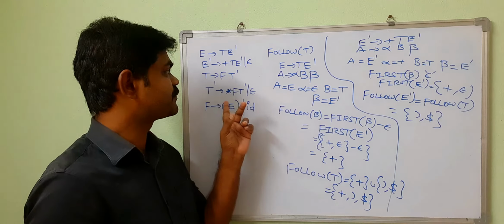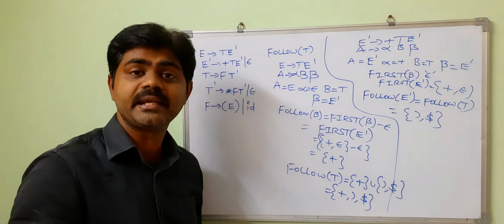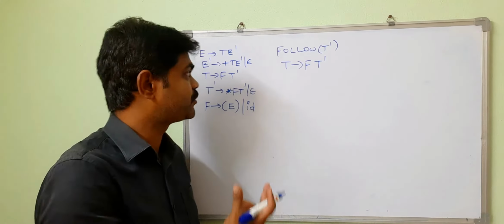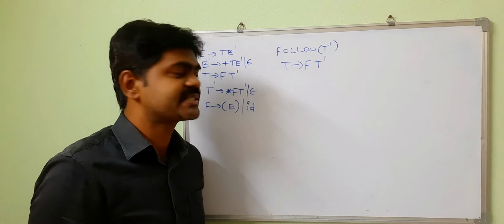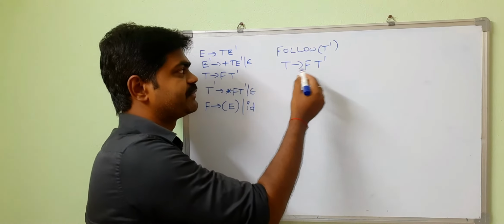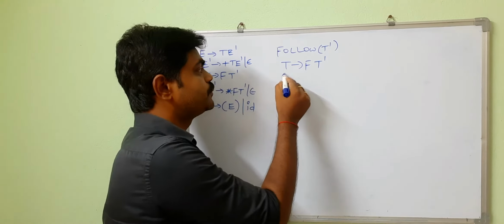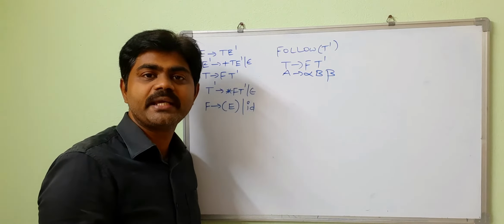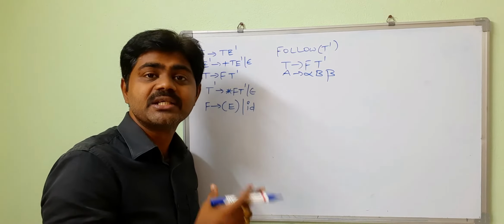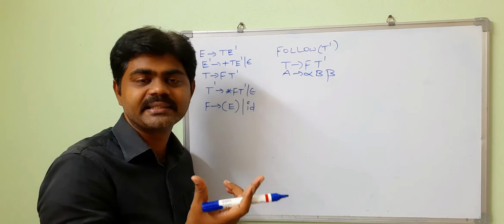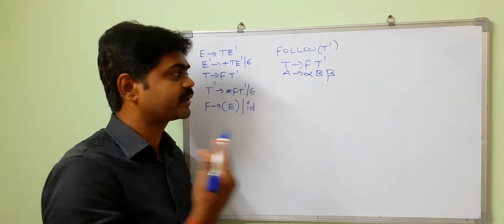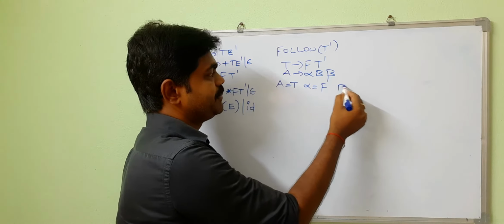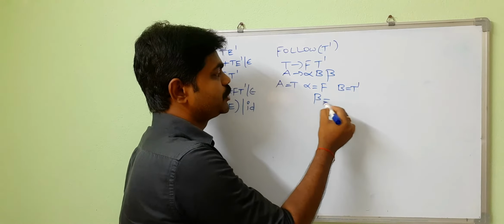Now we should find out follow of T dash. For T dash we have two rules here: T tends to F T dash, and T dash tends to star F T dash or epsilon. So let's go for the first rule and substitute with A tends to alpha B beta. Now beta becomes epsilon. Why? We are finding for T dash, so after T dash do we have anything? Nothing, right? So beta becomes epsilon. So A equal to capital T, alpha equal to F, B equal to T dash, beta equal to epsilon.